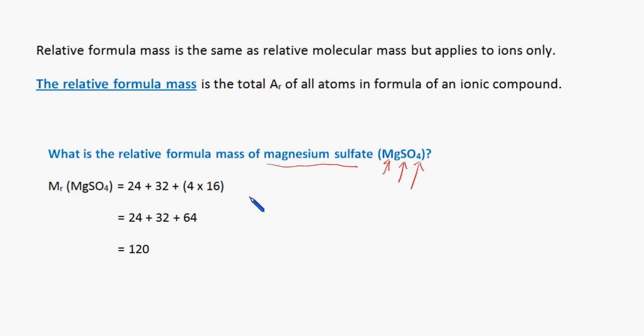From the periodic table again, we know that the mass number of magnesium is 24, sulfur is 32, and oxygen is 16. So therefore, if we have one magnesium atom, it'll be 24, plus we have one sulfur atom, so it'll be 32, plus we have 4 oxygen atoms, so it'll be 4 multiplied by 16. So the relative formula mass will be 24 plus 32 plus 64, which gives us 120.